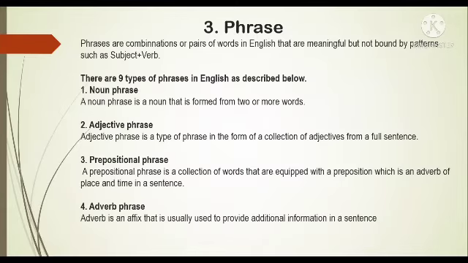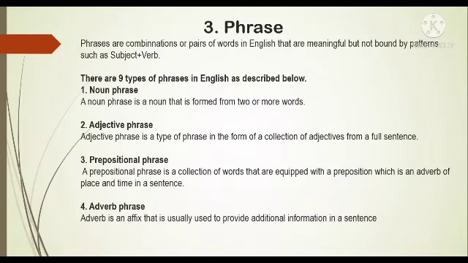There are 9 types of phrases. Please give the definition of phrase first. Okay, we jump to the types of phrases first. There are 9 types of phrases in English described as below: noun phrase, adjective phrase, prepositional phrase, adverb phrase. The definition: a noun phrase is a noun that forms from 2 or more words.